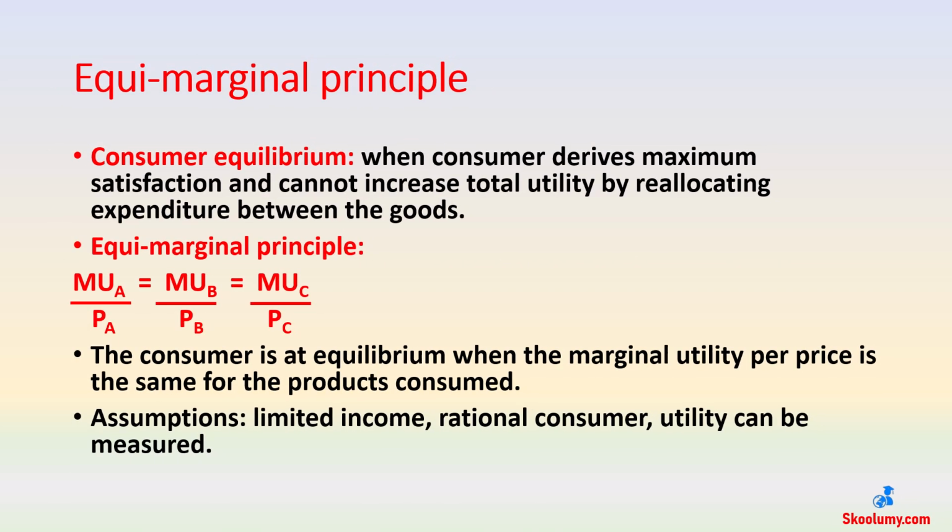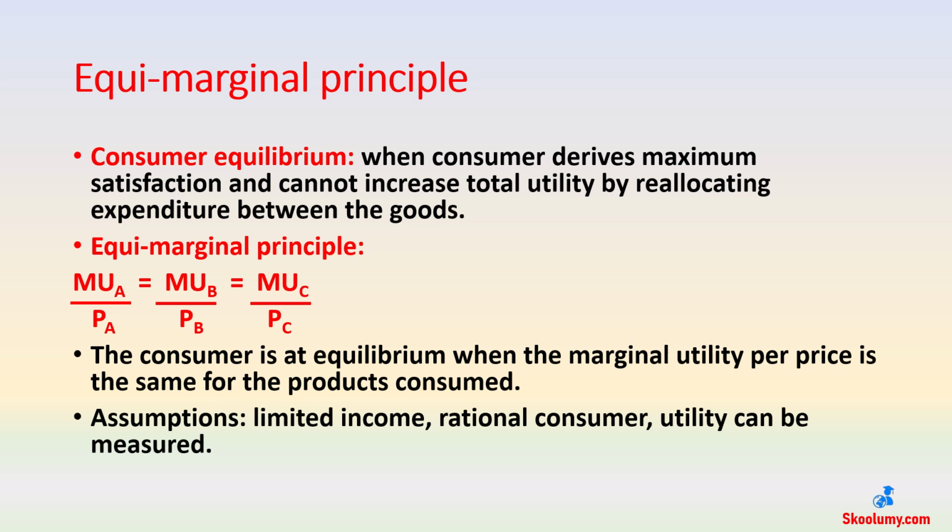Equimarginal principle is used to determine consumer equilibrium under the marginal utility analysis approach. Consumer equilibrium occurs when the consumer derives maximum satisfaction and cannot increase total utility by reallocating expenditure between the goods purchased. It occurs when the marginal utility per price of all the goods consumed are equal.